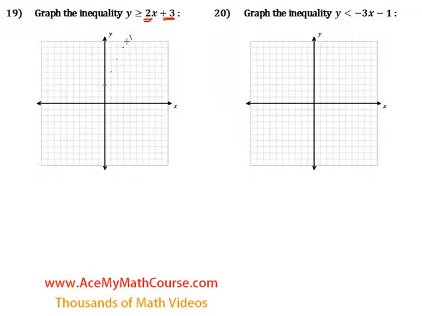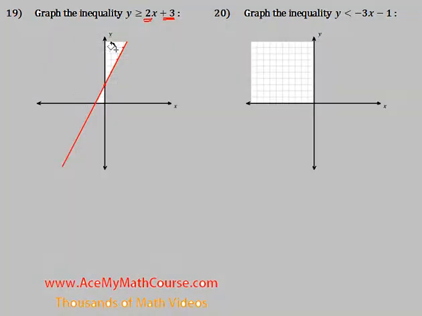So this is what the line would look like. Okay. So now, we're looking at an inequality, right? So I want to highlight the area above the line. And why is that? Because we have y is greater than or equal to 2x plus 3. So we're going to shade the region above the line.